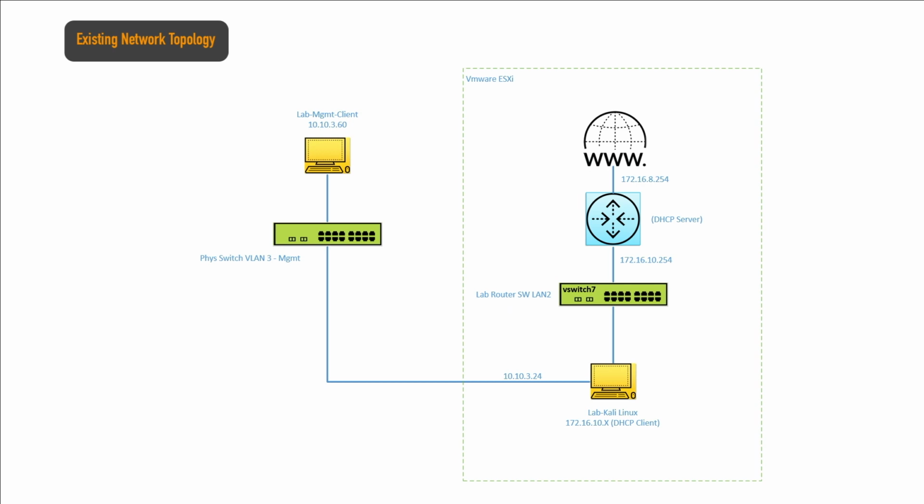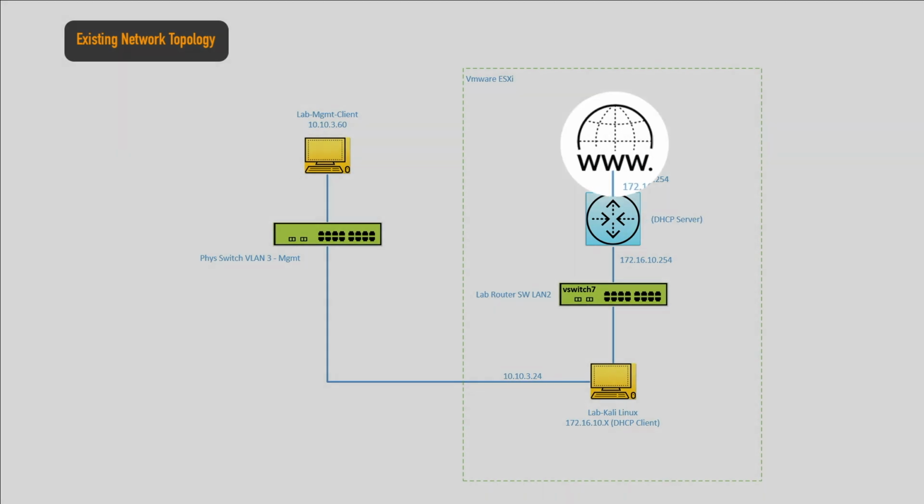I have a Kali Linux client VM connected to a port group called Lab Router Switch LAN 2, which is using vSwitch 7. I also have a virtual router connected to the same port group and switch. The virtual router is acting as a DHCP server and provides an IP address to the client, and one of its interfaces is connected to my home network with internet access.